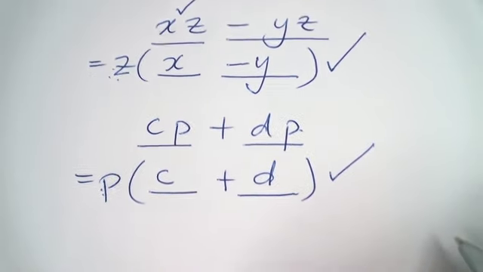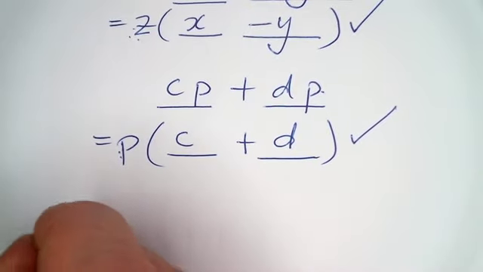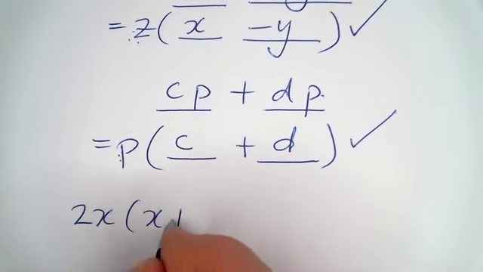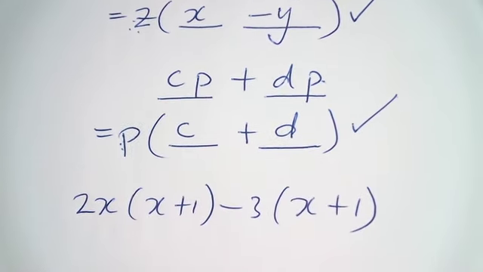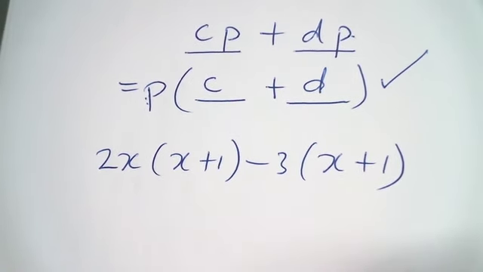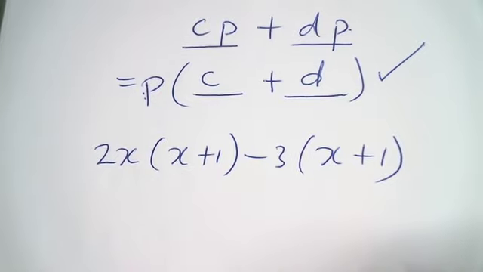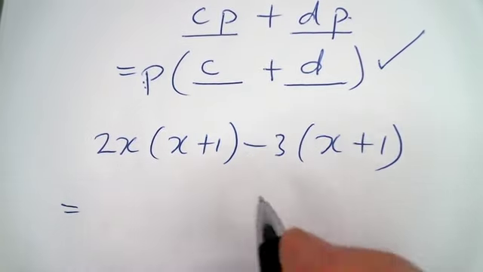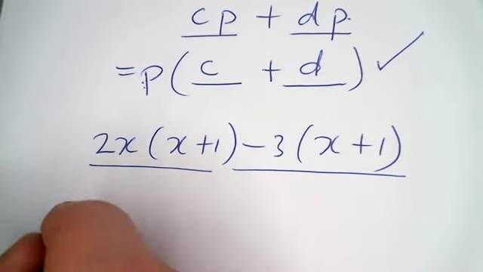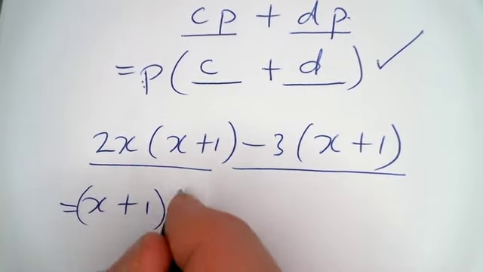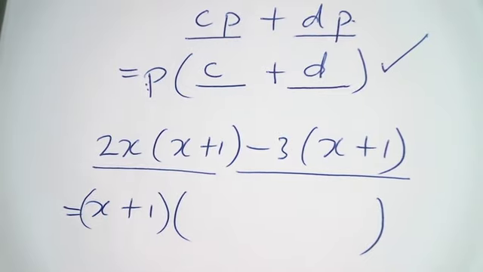Let's go back to the original now, which we talked about. So I've got 2x(x plus 1) minus 3(x plus 1). And we're going to apply exactly the same logic. And then I'll show you the quicker way of doing it. So we say, what is common to this and this? Well, I see x plus 1 is common to both. So I put x plus 1 outside the brackets.